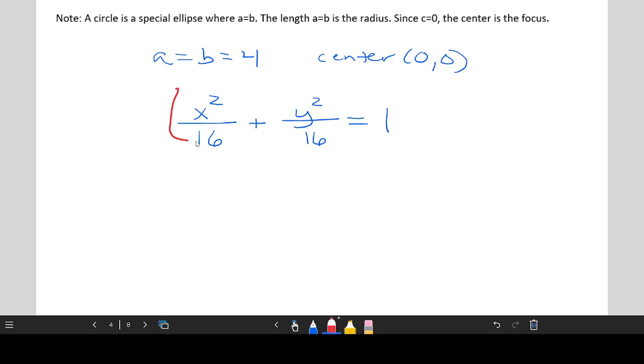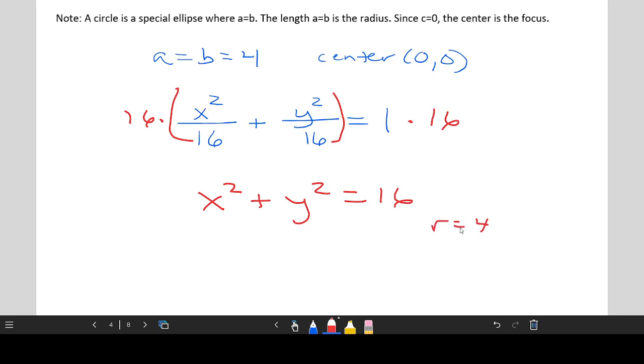If we multiply both sides of this by 16, then we end up with x squared plus y squared equals 16, which we recognize as the equation of a circle. It's centered at the origin, and on the right side is r squared, so the radius is 4. So if a and b are the same value, you actually have a circle, and that value a or b is the length of the radius.